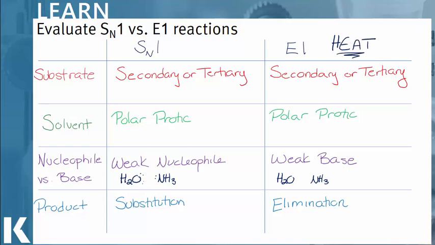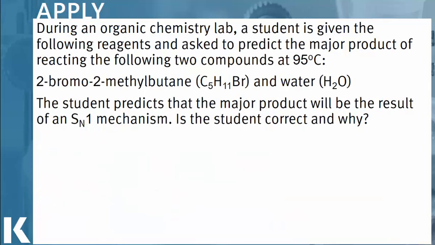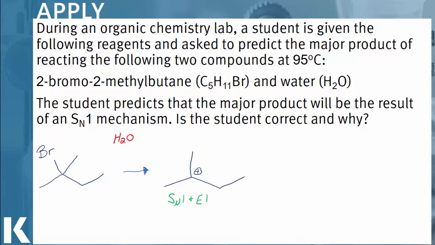So let's take a look at an example and evaluate the different reaction conditions to see how the reaction will proceed. So in this question, we're given a 2-bromo, 2-methylbutane, and it's reacting with water. And the student here is predicting that our major product will be the result of an SN1 reaction, and we want to know if this student is correct and why. Now, if we look at how this reaction will go, the first thing will be to form the carbocation intermediate, and this would be the intermediate in both SN1 and E1 reactions.